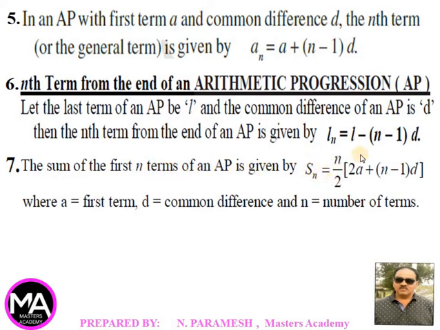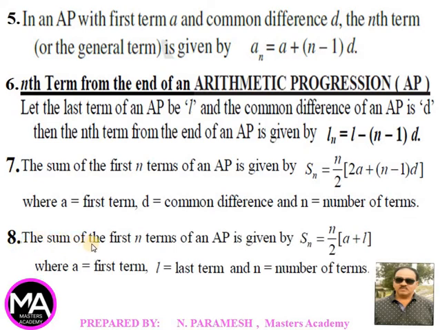Seventh point, the sum of the first n terms of an arithmetic progression is given by Sn is equal to n by 2 bracket 2a plus (n minus 1) into d, where small letter a is equal to first term, small letter d is equal to common difference and small letter n is equal to number of terms. Eighth point, the sum of the first n terms of an arithmetic progression is given by Sn is equal to n by 2 bracket a plus l, where l is also written as an, where small letter a is equal to first term, l is equal to last term and n is equal to number of terms.